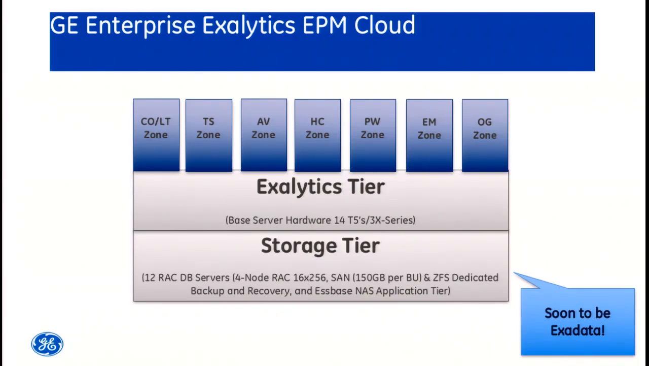We also have ZFS machines. I'll talk about those in a minute. You have the base hardware, the Exalytics tier. Here it says there are 14 of these T5s, 3 of the X series. And then we carve them up into logical zones.